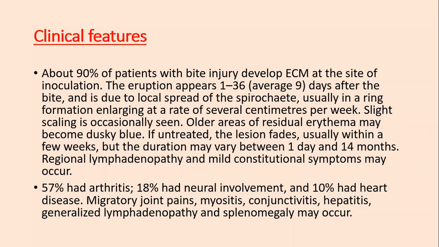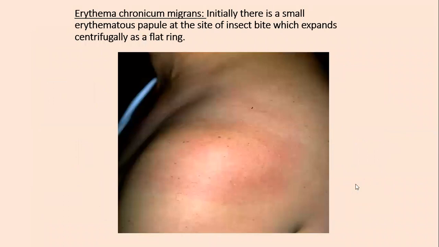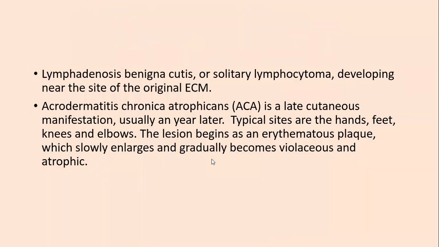50% of patients have arthritis, 18% have neural involvement, and 10% have heart disease. Other symptoms are joint pain, myositis, conjunctivitis, hepatitis. So, very faint erythema, and here you can see somewhere a punctum. Acrodermatitis chronica atrophicans is a late cutaneous manifestation that usually occurs years later, and it resembles morphea or scleroderma. Typical sites are hands, feet, and elbows.